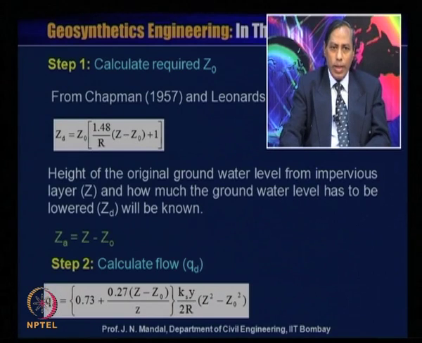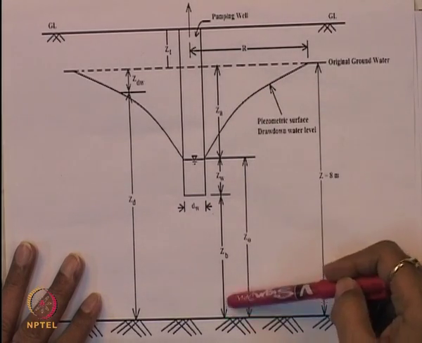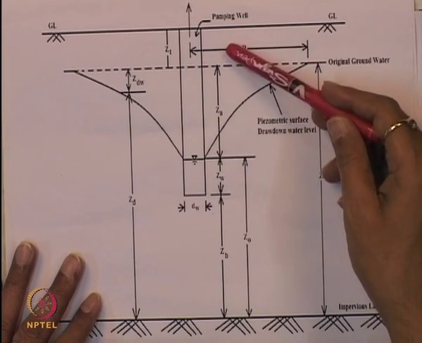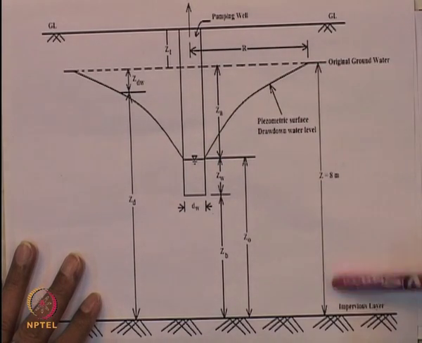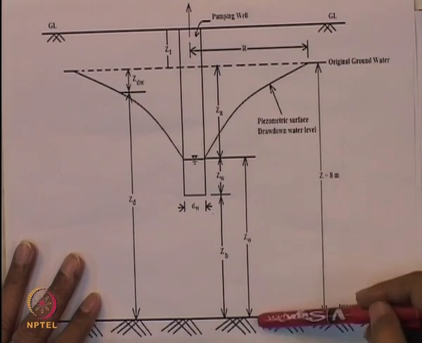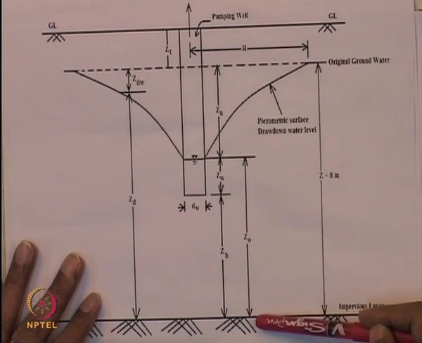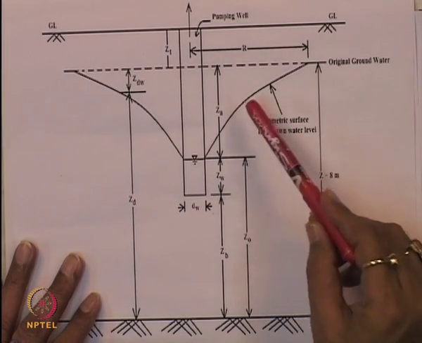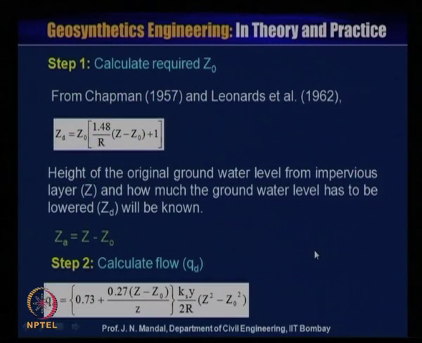That means if you look at this figure here, this is ZA, how much the groundwater level has to be lowered. So ZA is equal to, this is Z, and this is Z0. So ZA will be equal to Z minus Z0. That is why we have calculated that ZA will be equal to Z minus Z0. Now step 2, calculate the flow, that is QD.